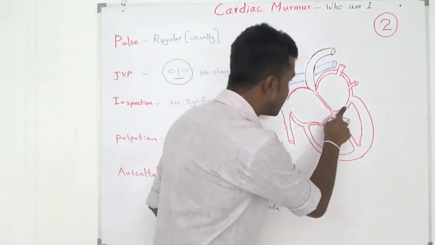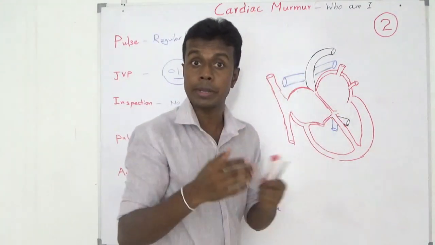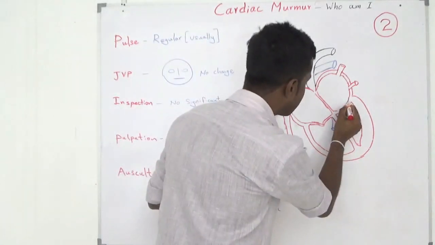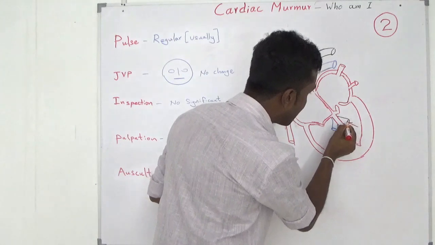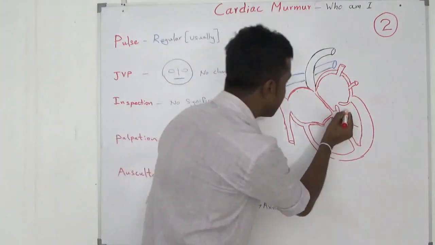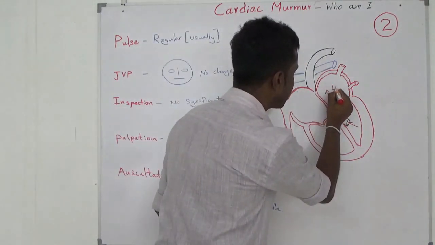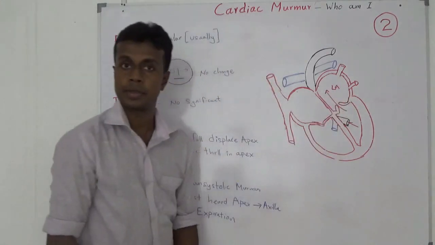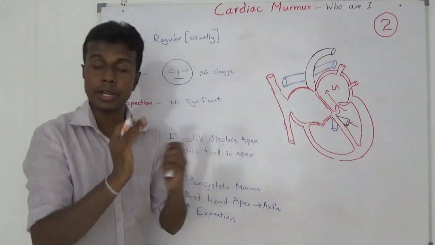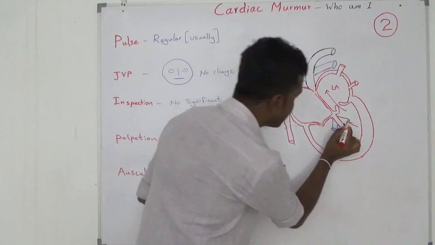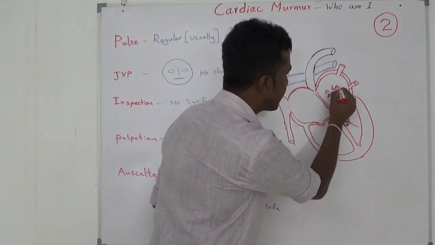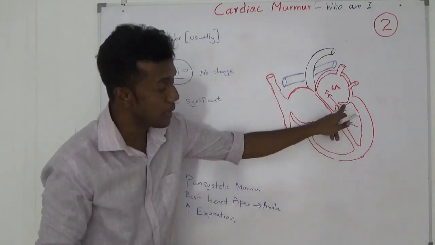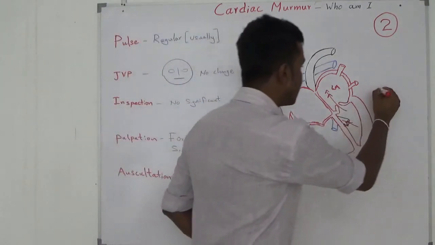What happened here is that your mitral valve has become incompetent. Because of that, during left ventricular ejection, blood goes into the aorta, and not only the aorta, it goes back into the left atrium as well. This is because of the incompetent valve. The disease is mitral regurgitation.